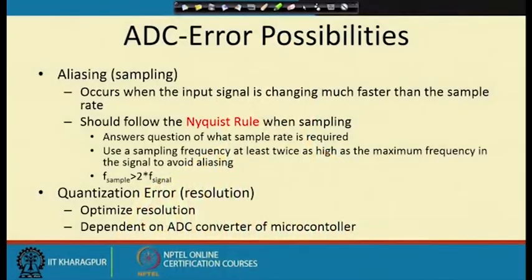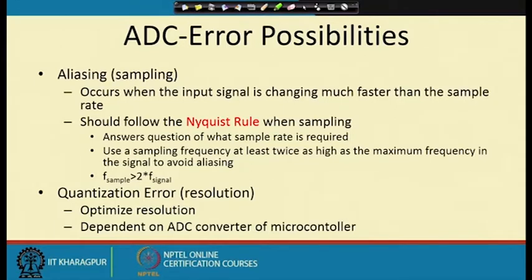In the case of ADC, analog to digital converter, there are several errors that can come up. Two major errors are the aliasing error and the quantization error. Aliasing error, or sampling error, occurs when the input signal is changing much faster than the sampling rate. We have seen previously, while discussing the sample and hold circuit, that the sampling rate should be sufficiently high so that the signal can be reconstructed at the receiving end.